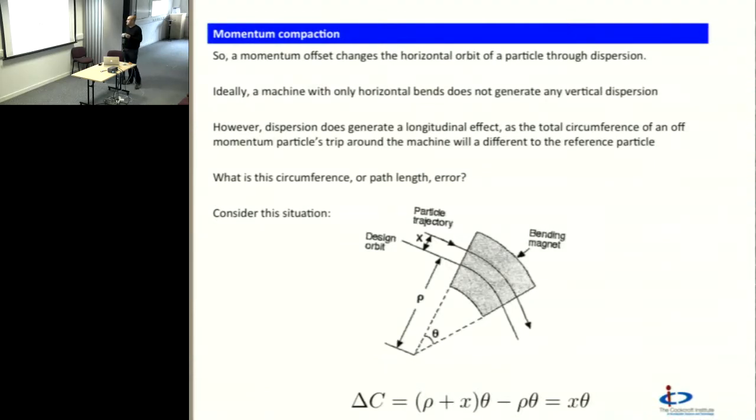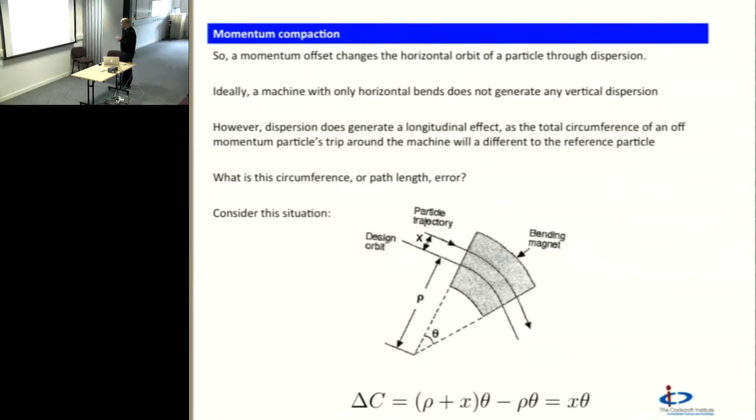So we have to compute something called the momentum compaction factor, and essentially it is the correction to the path length or the circumference of a particle if it's got an orbit shift due to its momentum deviation. And this is an extremely important lattice parameter. It's as important as the tune, so we should pay attention. So we have to essentially compute, for a particle on a different orbit with a different momentum, what the difference in circumference is. That's what the momentum compaction factor is.